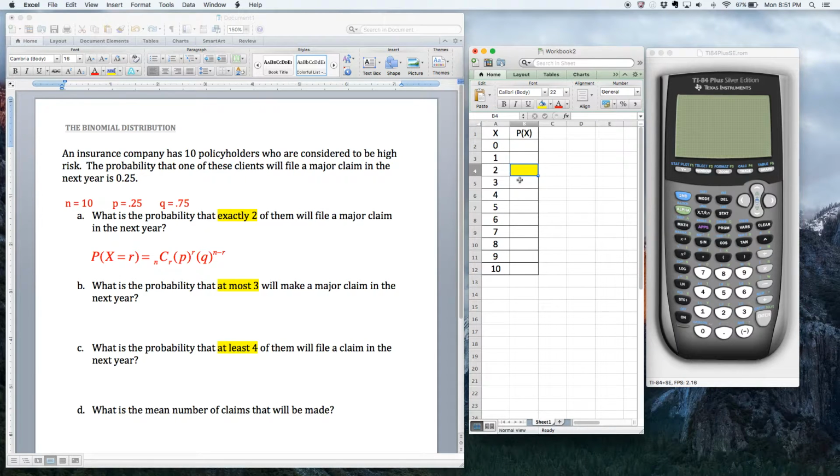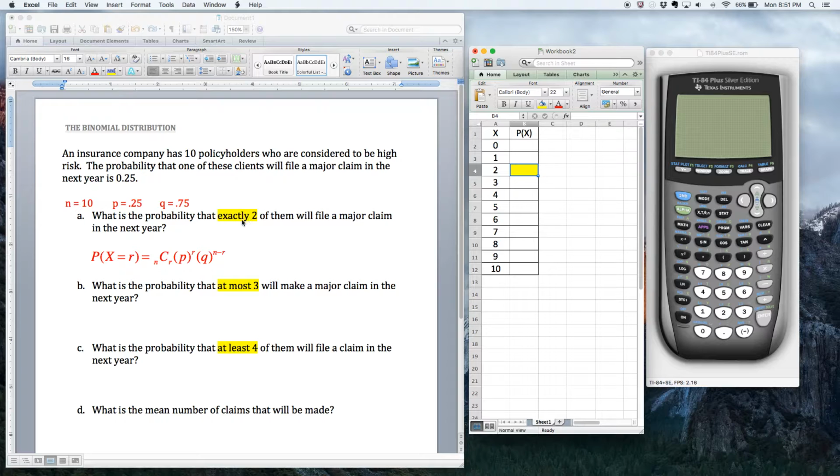This probability, the chances that exactly 2 people file a claim. So really, this exactly 2 is the value of R. Now, R means the number of successes, the number of wins. Here, a win is a bad thing, like filing a claim.